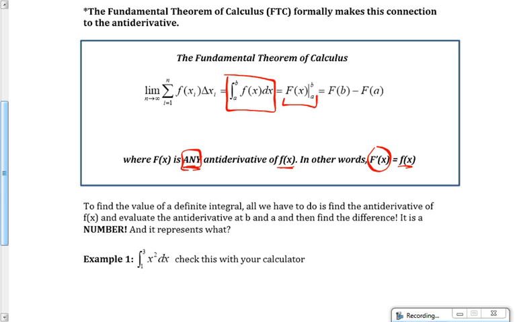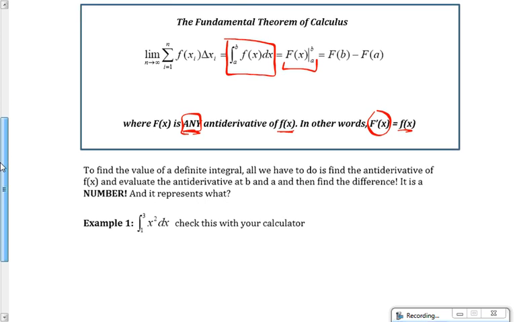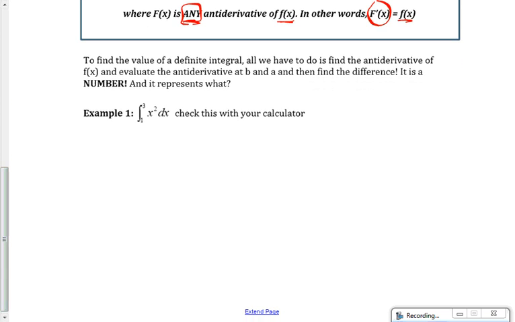So here's what you're going to do. You see a definite integral. You're going to find an antiderivative of the function. You're going to plug in the endpoints, and you're going to subtract. You got to do it in the right order, though, otherwise you get it wrong. So let's take a look, and we'll go through this, and then we'll check it on our calculator. So the fundamental theorem says if I want the area under the x squared curve from 1 to 3, I can identify that f of x is x squared. Give me an antiderivative of x squared.